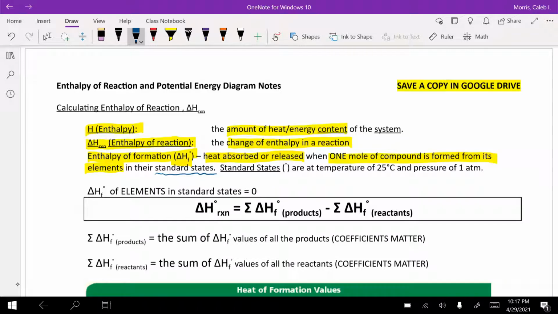So what that means is like oxygen, for instance, at room temperature is a gas. So O2 gas is in its standard state, where O2 liquid would be very, very cold. That's what we're talking about there. Standard state is defined as at 25 degrees Celsius and a pressure of 1 atmosphere.